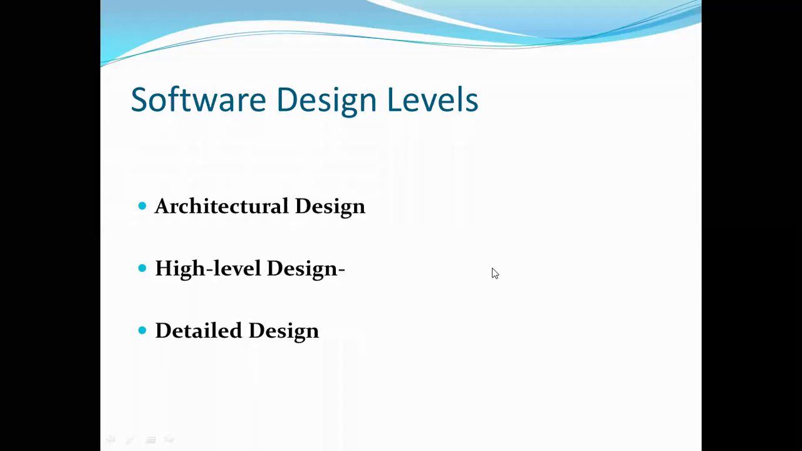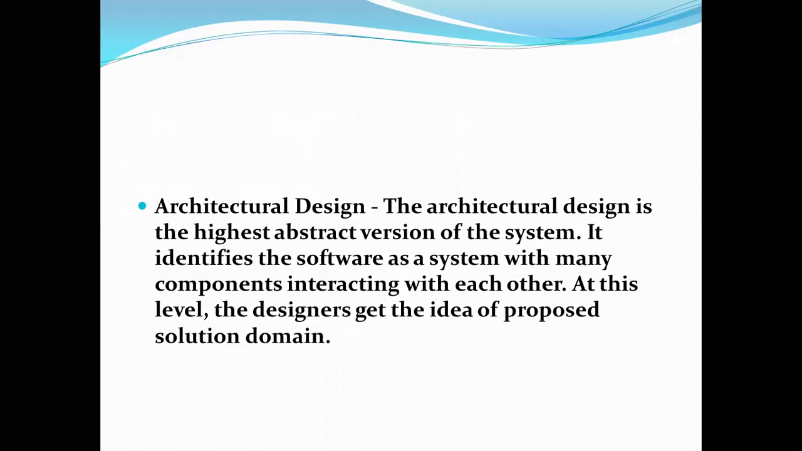Now we are moving towards software design levels. We have 3 levels: architectural design, high level design, and detailed design. Now, architectural design. The architectural design is the highest abstract version of the system. Mind it, abstract means you are getting an external view of the system. Internal details are hidden from the user.